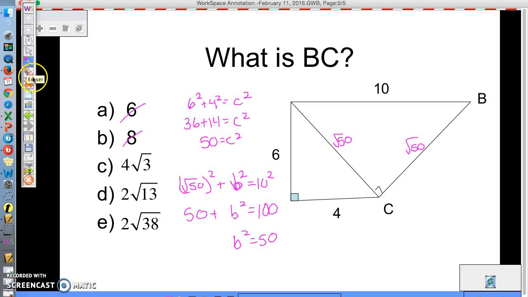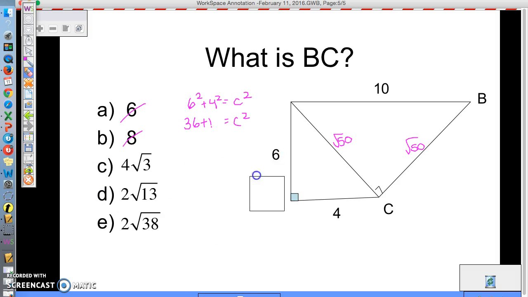I totally messed up here, didn't I? This is 16. Well, that's going to throw things off. I was going to say, I don't think there's any of the answers here. So let's see here. 36 plus 16. And yeah, 36 plus 16 equals c squared. So we have 36, 46, 52 equals c squared. So now it's the square root of 52.